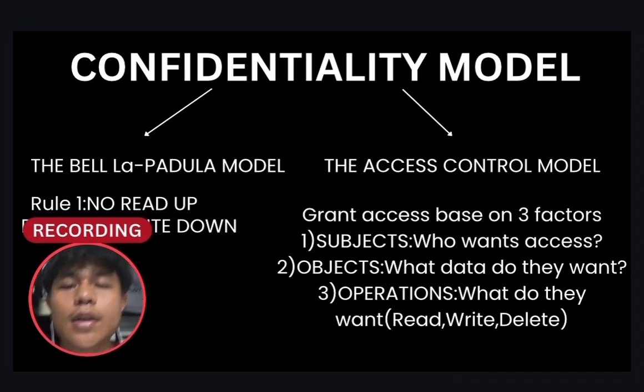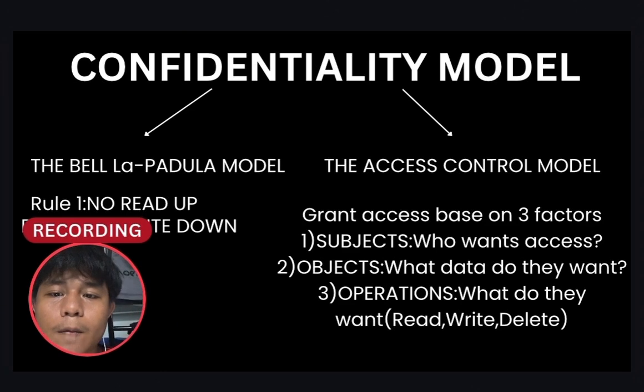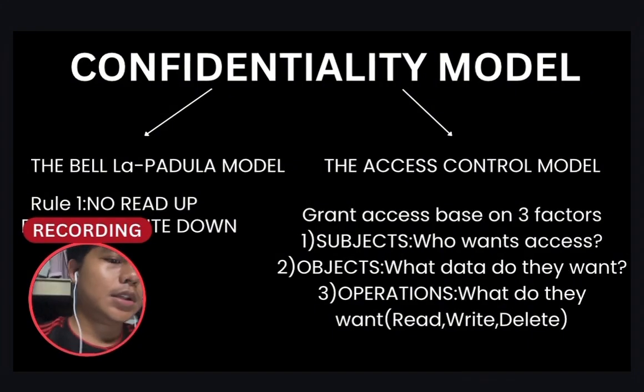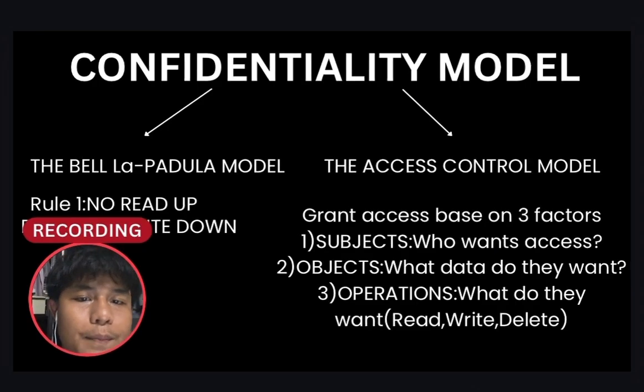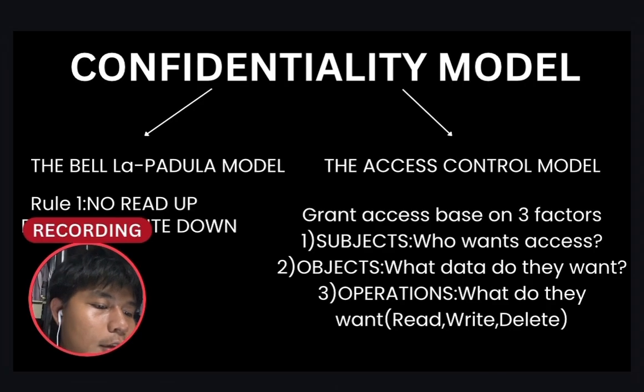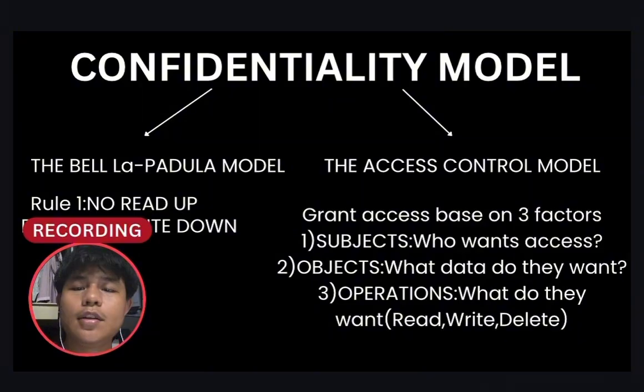Next is, what are the types of confidentiality models? The first one we have is the Bell-LaPadula model. So there are two rules for this model, the first one is no read up, and the second one is no write down. The second type of confidentiality model is the access control model. So it grants access based on three factors. The first factor is subjects, who wants the access. Second is objects, what data do they want, and third is operations, what do they want. Do they want to read, write, or delete it?